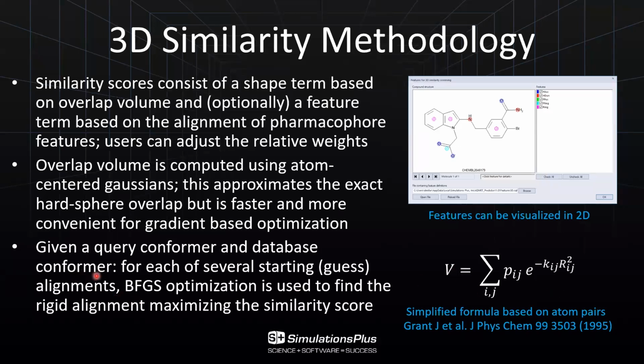So then the overall protocol would be, given a query conformer and a single database conformer, you would, for each of several starting alignments, use an optimization technique like BFGS to find the rigid alignment that maximizes the similarity score. Again, volume plus features.